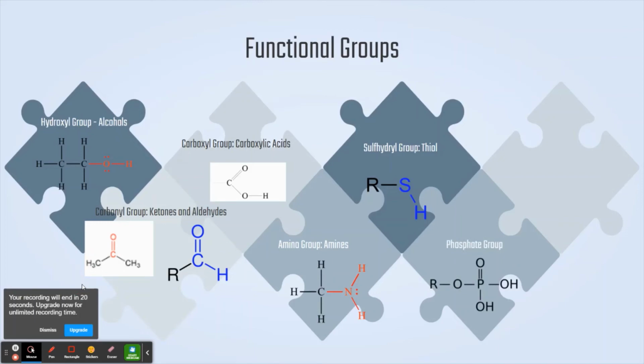A phosphate group has a chemical formula of PO4 2-, and is used in ATP and phospholipids. And finally, a methyl group has a chemical formula CH3 and usually affects gene expression.